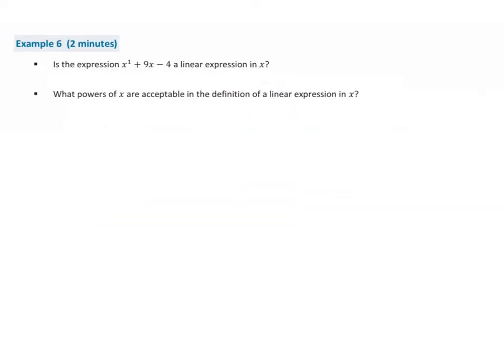All right, example 6. It says, is the expression x to the first power plus 9x minus 4 a linear expression in x? I'm going to break this down into my terms, draw a line through my plus and minus signs. And now I have 3 terms. Looking at this first one, x to the first power. Are we allowed to have x to the first power if it is a linear equation or expression? Yes, we can have to the first power. That's one of our rules.